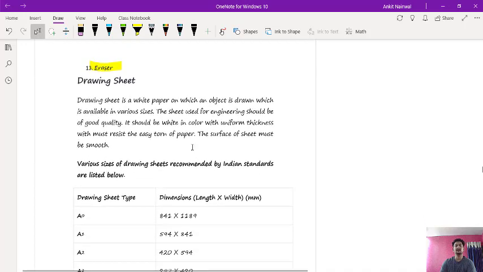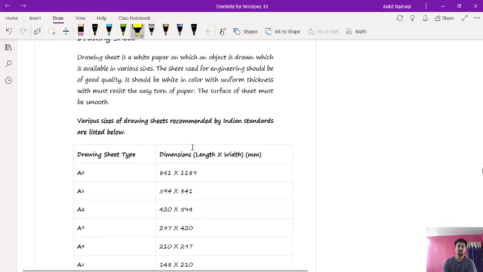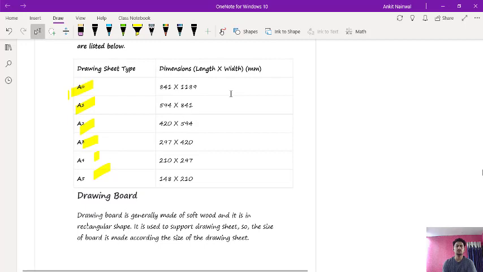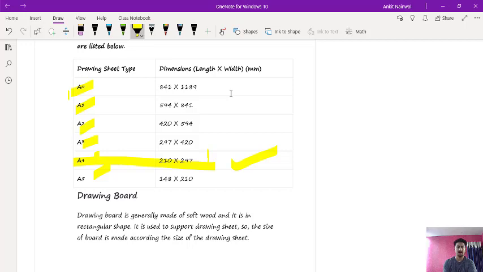Drawing sheets you need in different sizes. You know that a drawing sheet is a white paper on which the object is drawn. Various sizes are available in the market: A0, A1, A2, A3, A4, and A5. A4 you already know about. You all use that paper in photostat copies, etc. And you will be using A2 size paper for drawing purposes.